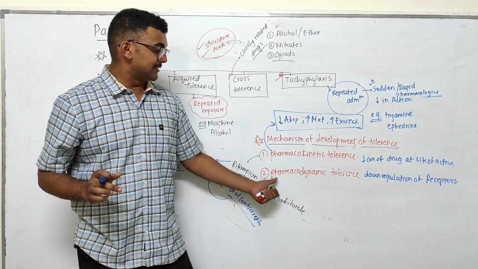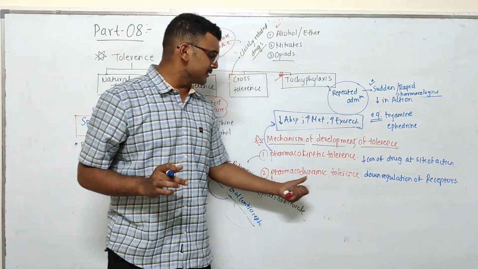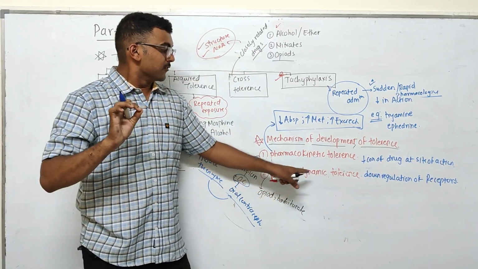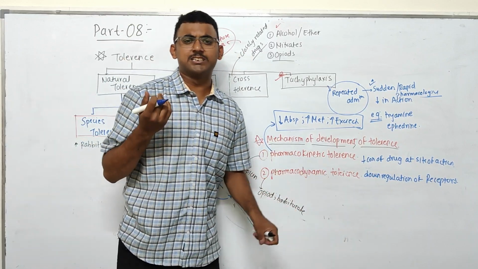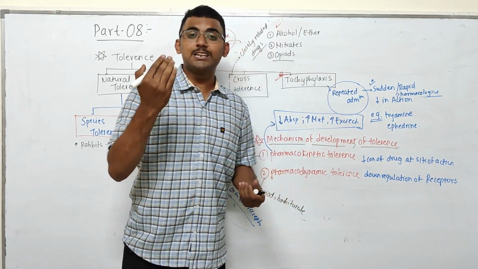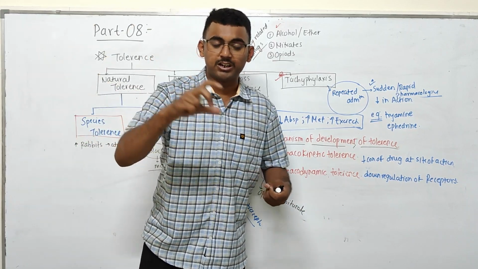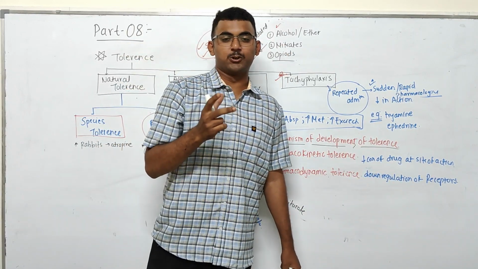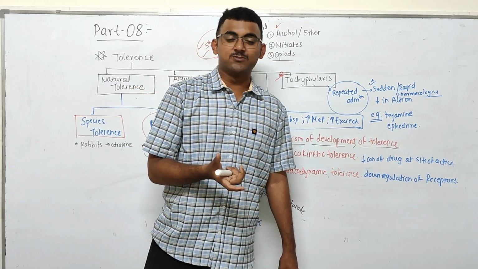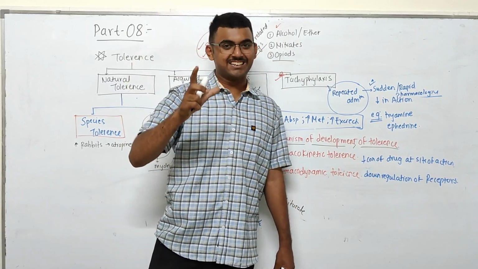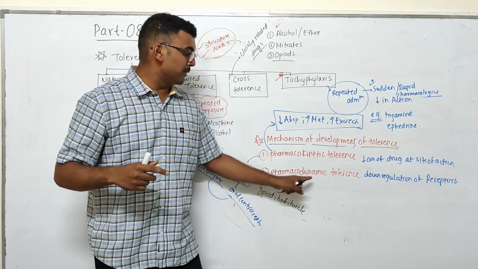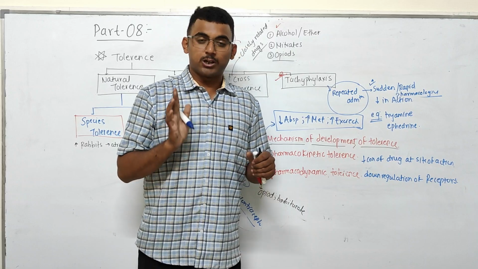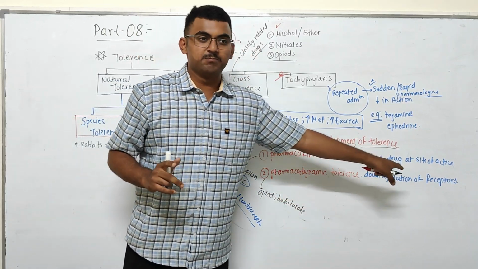The next one is pharmacodynamic tolerance. So what is pharmacodynamic tolerance? It concerns the receptor mechanism; we have already studied different types of receptor families. When there is continuous administration of the drug, this will lead to down regulation of the receptors. And because of the down regulation, what will happen? Even when the drug is reaching the site, it won't be able to show the action because the receptors are down regulated. So I hope you have understood the mechanism of development of tolerance.